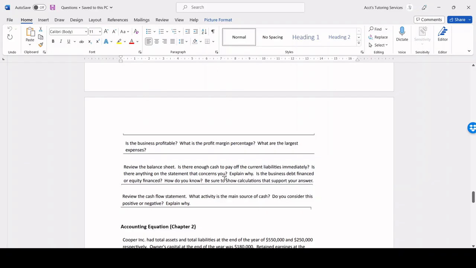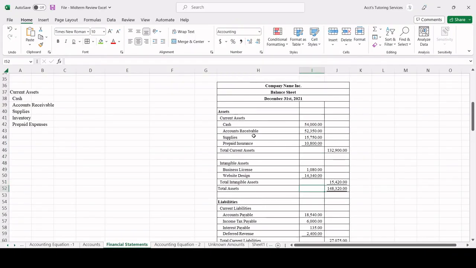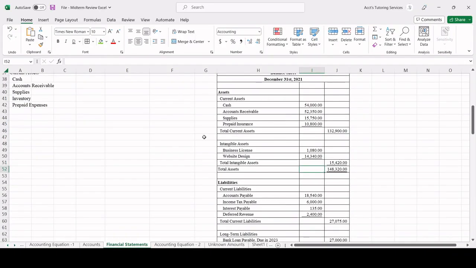Is there anything in the statement that concerns you? Explain why. So let's have a look at this. Our accounts receivable is fairly high, 52,350, right? So why aren't our customers paying us? They should be paying us, right? So that's a fairly high amount. Imagine if these guys paid us, that means our cash will be even higher, right? So our total current assets are fairly high. That's a red flag, and that's because our customers owe us a lot of money.